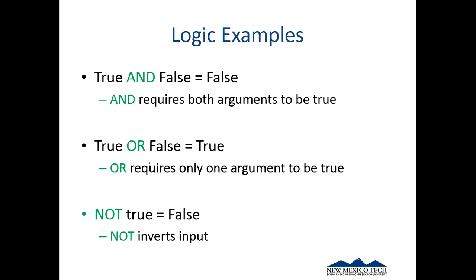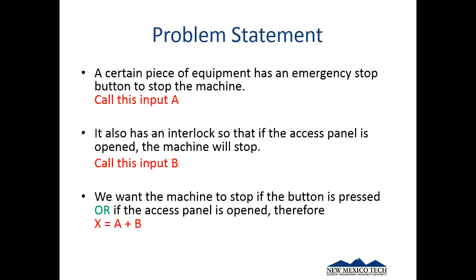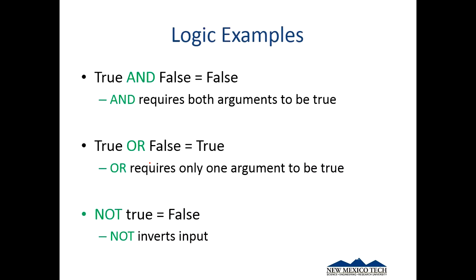So just as examples, I kind of went through the and, or, and the not. True and false is false. True or false is true. If it's not true, it's got to be false. This isn't politician land. You have to pick one or the other.